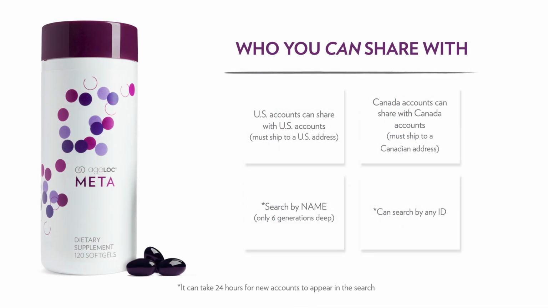Who you can share with. US accounts will be able to share with US accounts that ship to a US address. Canada accounts can share with other Canada accounts and must ship with a Canadian address. If you search by name, it will only work 6 generations deep, and you can search by any ID, even if they're not in your downline. If you have someone new, it can take up to 24 hours for new accounts to appear in the search.